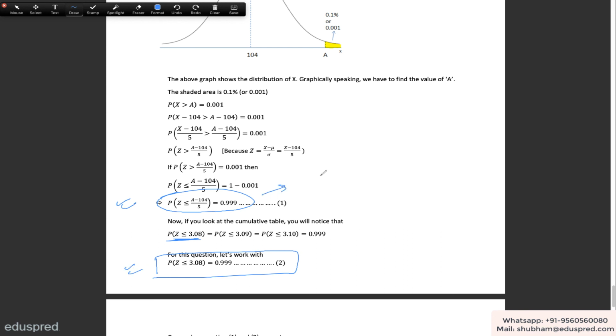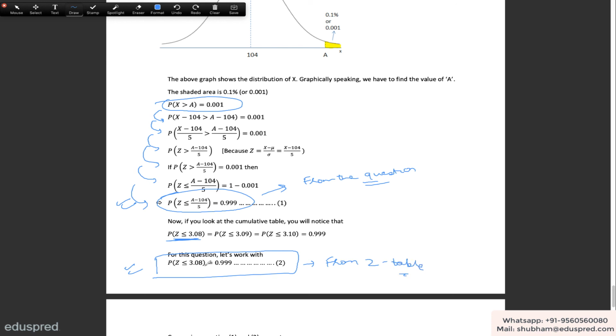Now if you compare equation number 1 and equation number 2, what is it that we get? So this is the equation that we got from the question, because in the question we were given this and then we started working with it and then we did 4 to 5 steps and then we got this equation, and this is something that we got from the Z table.